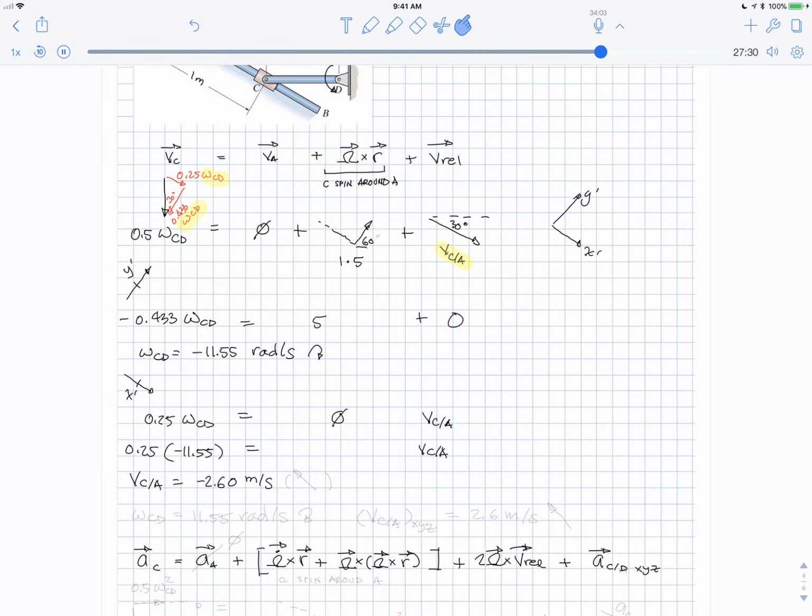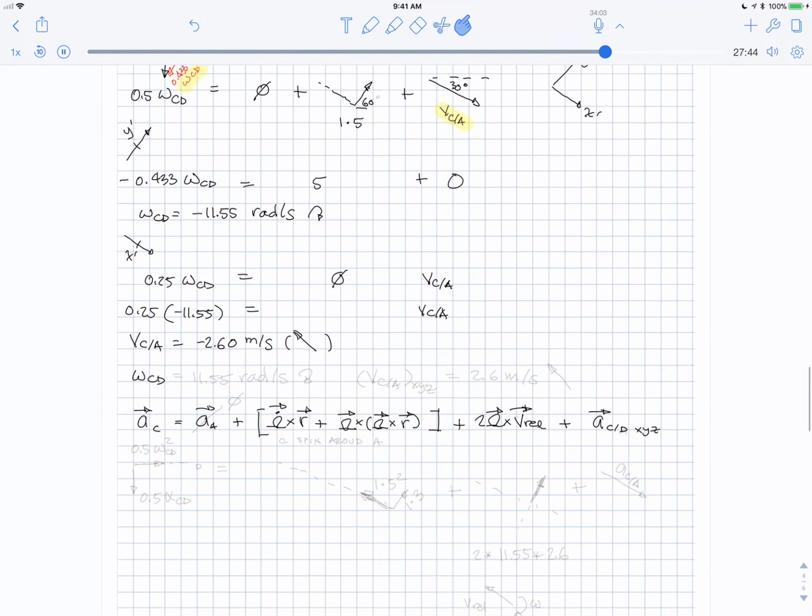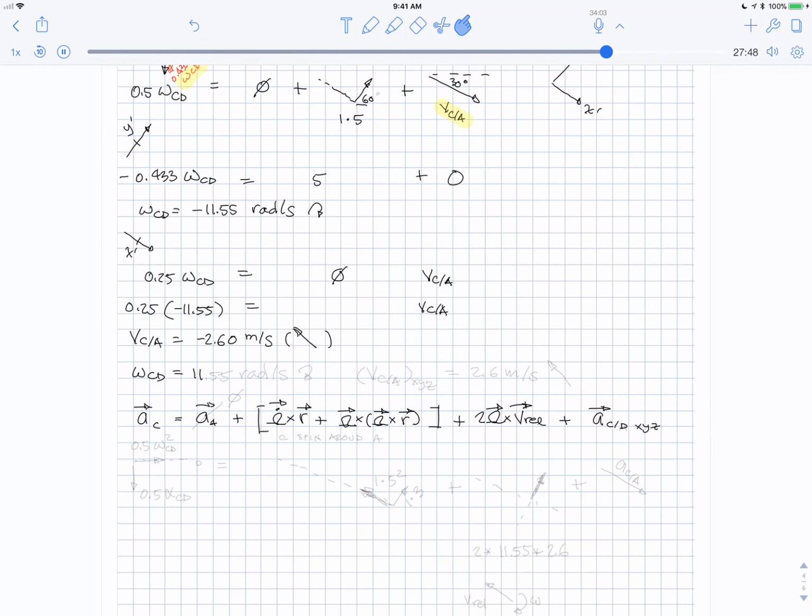So again, I guessed wrong. I guessed going downhill, so this is actually going uphill. Okay, so let me write down everything we've got so far. We have omega CD is 11.55 radians per second clockwise, and VC relative to A in the XYZ is 2.6 meters per second going that way. Okay, so now on to the acceleration.